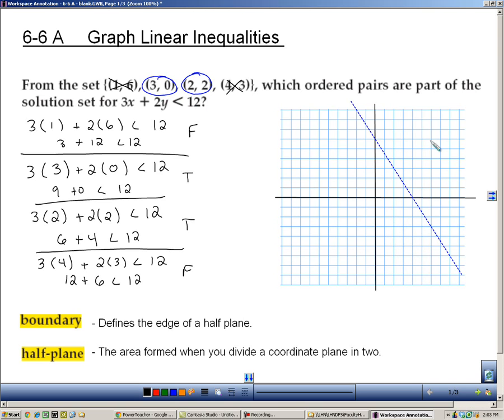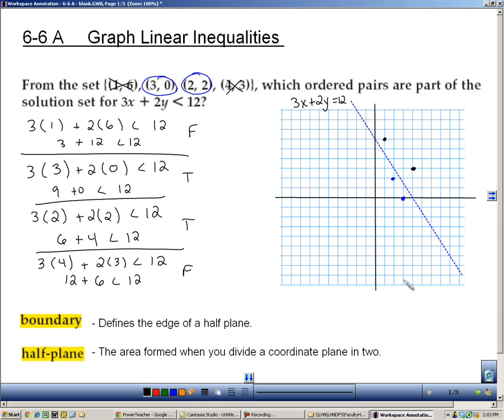Now I want to go over here to this graph and show you something. This line is actually the equation 3x + 2y = 12. That's what this line represents. And I want to look at the points here. Let's go with (1, 6). Here's where (1, 6) is. Here's where (3, 0) is. Here's where (2, 2) is. And here's where (4, 3) is.